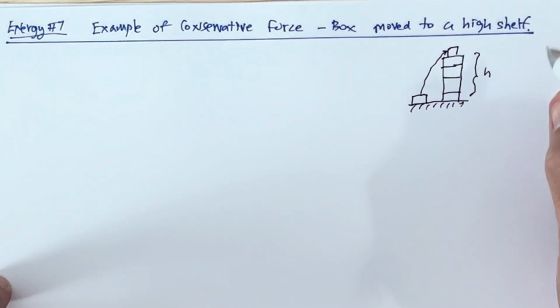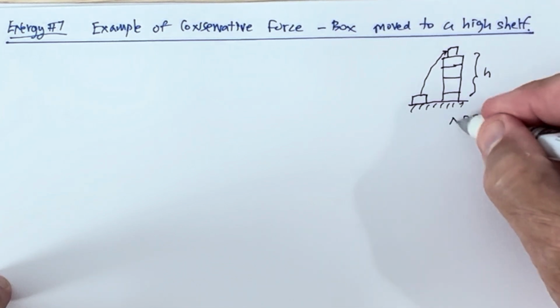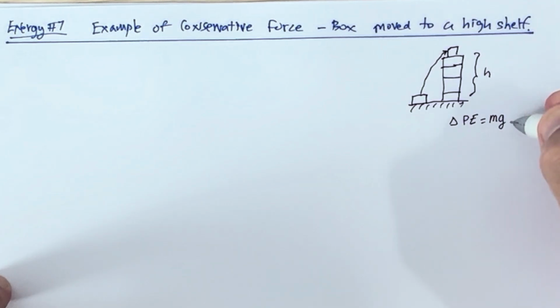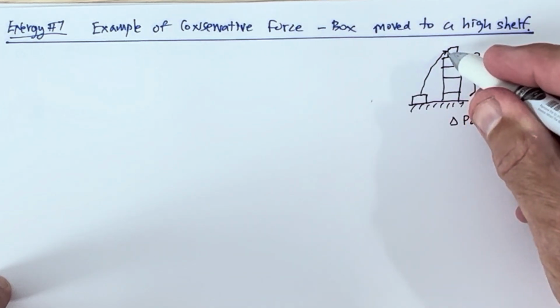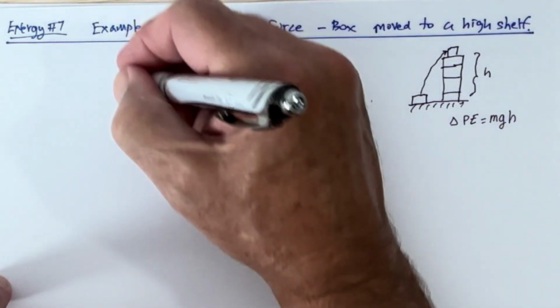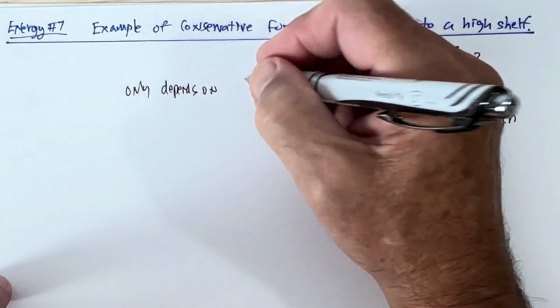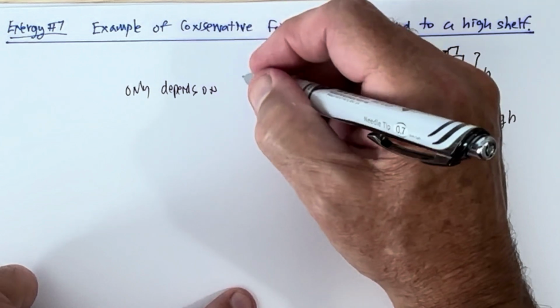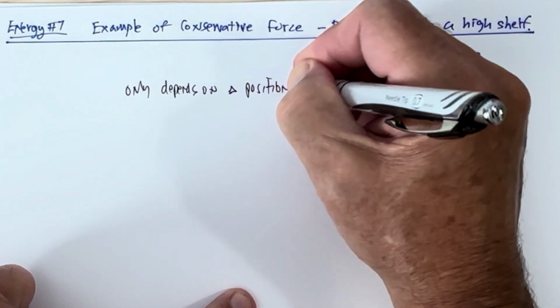So we know the potential energy associated with that. The change in potential energy is just the mass times gravitational potential times the height difference. It doesn't depend on how you do it. You can lift it one shelf at a time, or you can walk over here and come back. So it doesn't depend on the path and how you got there. It only depends on the change in position. In this case, it's the change in height.